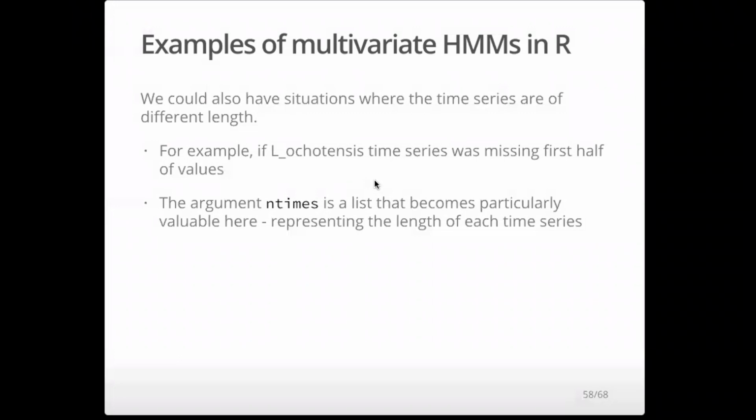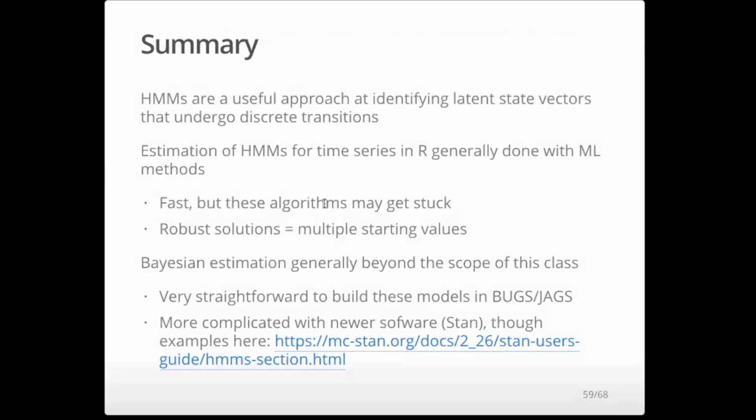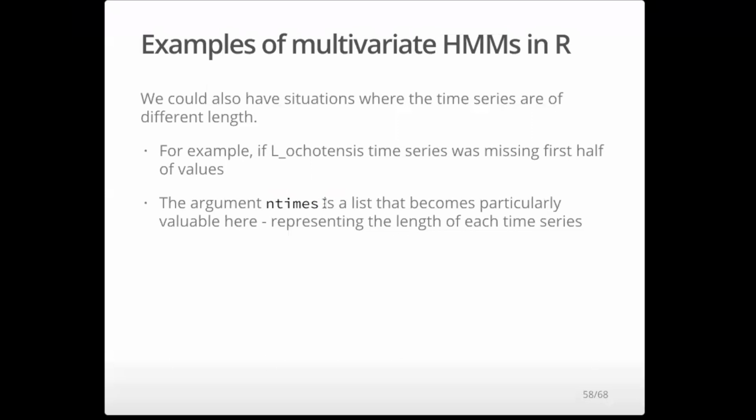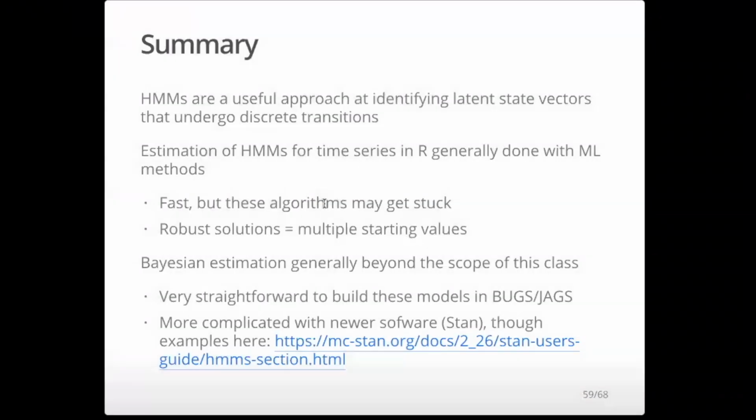So this is also useful if we have time series of different length. If we started our survey of the second species halfway through the time series and we're missing the first half of values, we could do that. There's a useful argument that I haven't talked about called n times, which is useful for looking at the length of each of those time series. We don't have to do that here, but just to summarize what those represent.